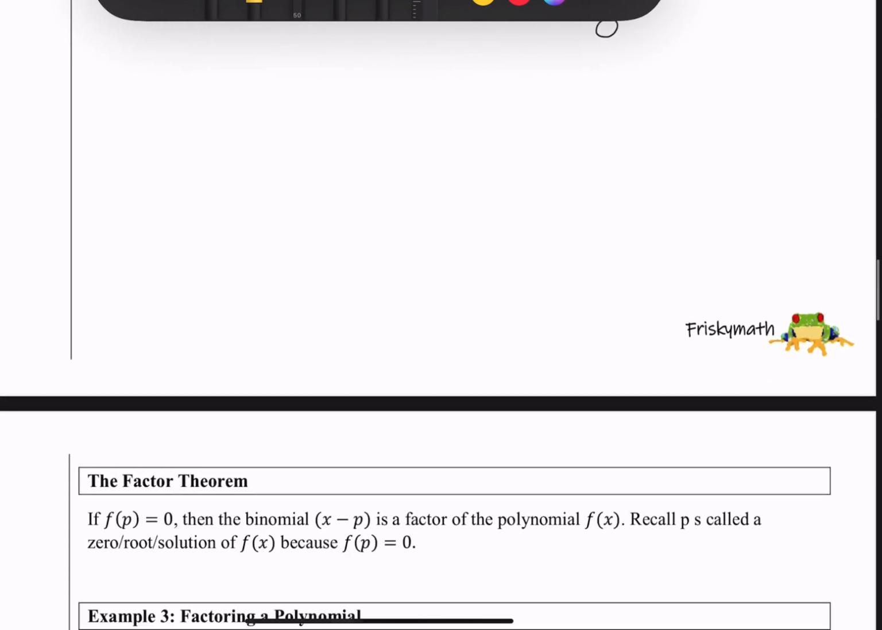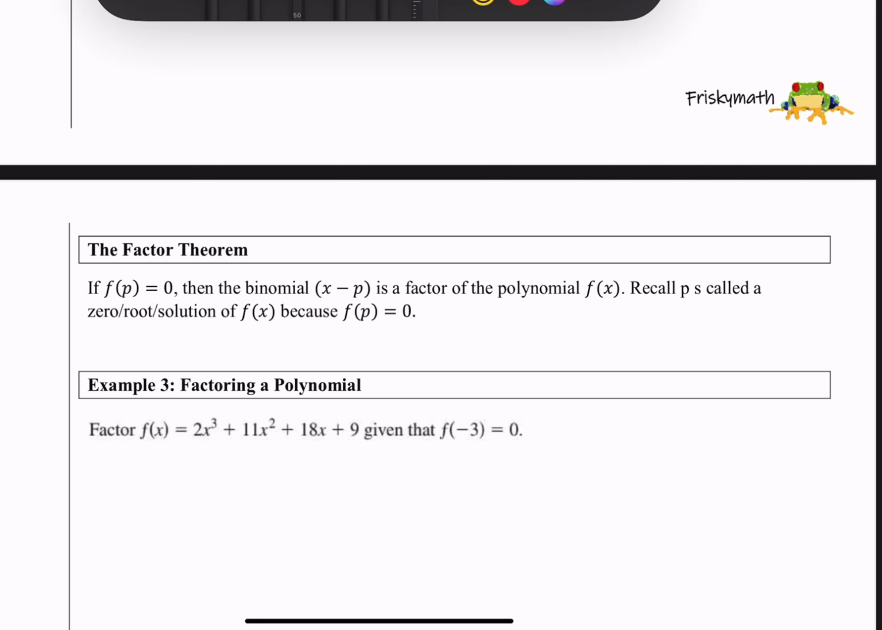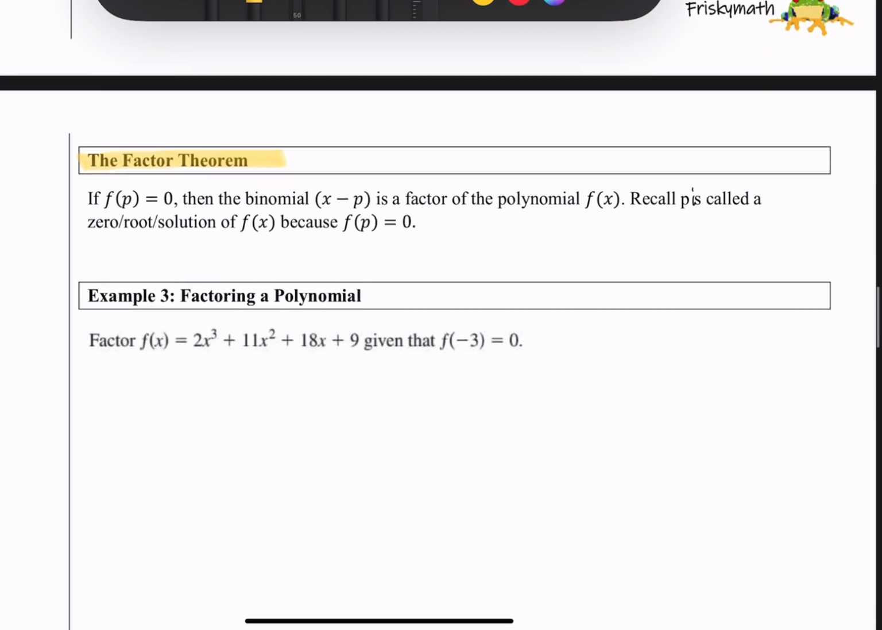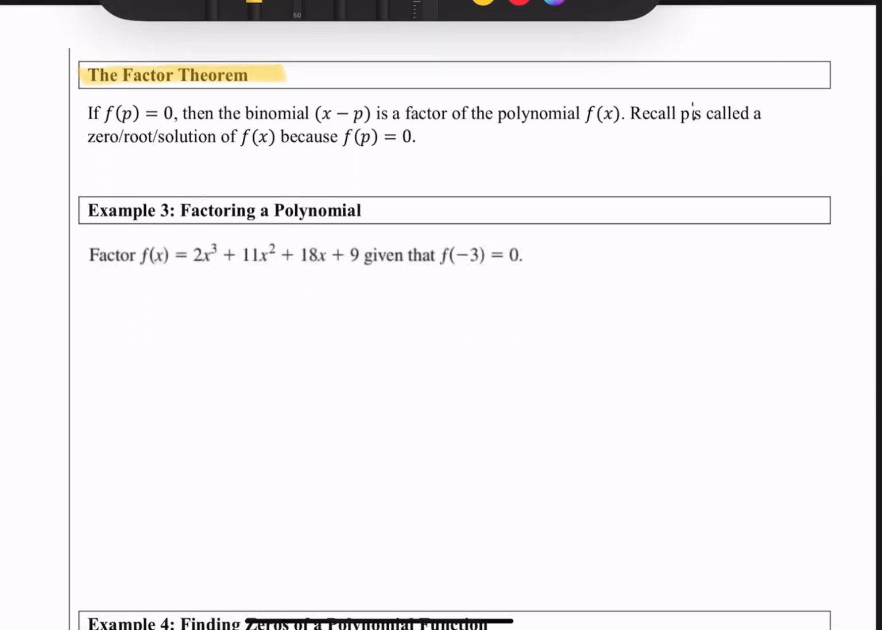Okay, so that brings us to the factor theorem. The factor theorem states that if you plug some number in, such as p, so f of p equals 0, then the binomial x minus p is a factor of that polynomial. So that would mean that p is called a 0, a root, a solution, an x-intercept of the polynomial f of x. All right, so that's our factor theorem. So let's practice that here.